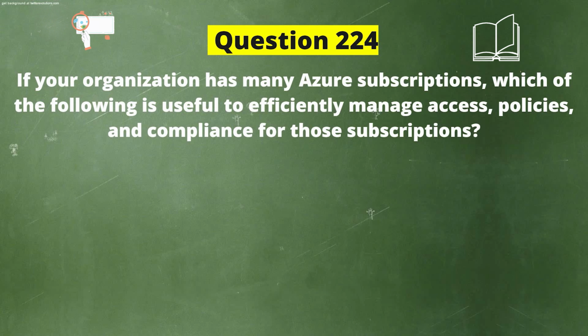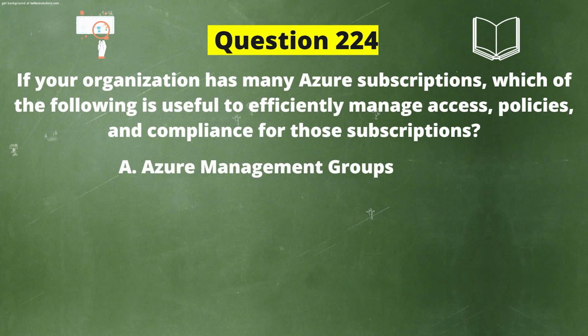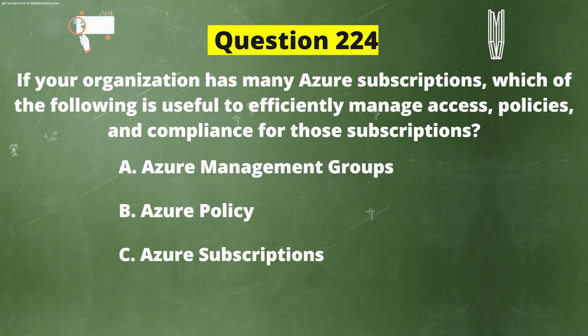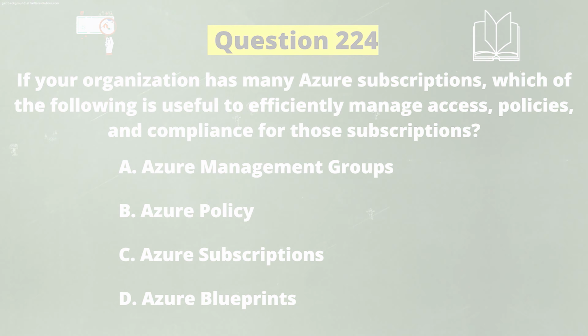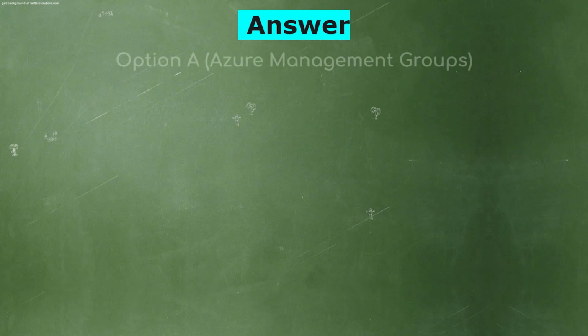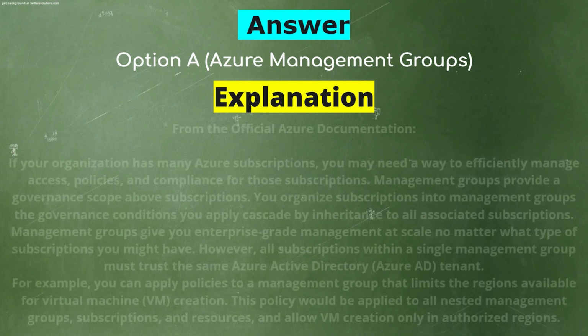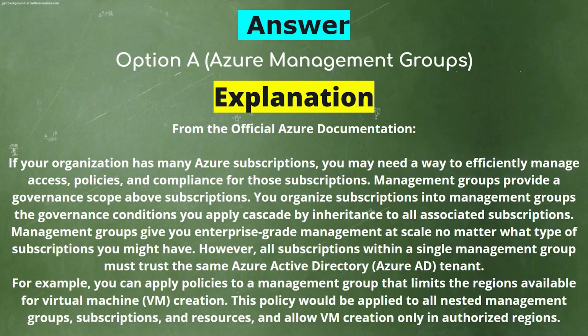And the options are A. Azure Management Groups, B. Azure Policy, C. Azure Subscriptions, D. Azure Blueprints. And the correct answer is option A. Azure Management Groups. Explanation. If your organization has many Azure subscriptions, you may need a way to efficiently manage access, policies, and compliance for those subscriptions.